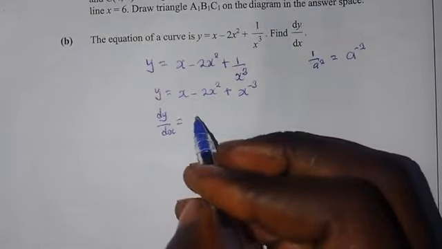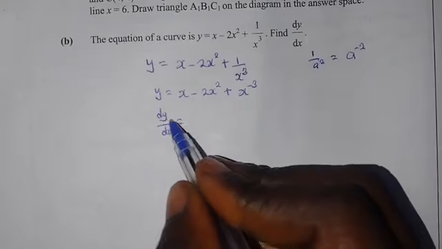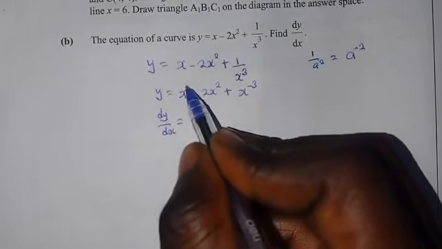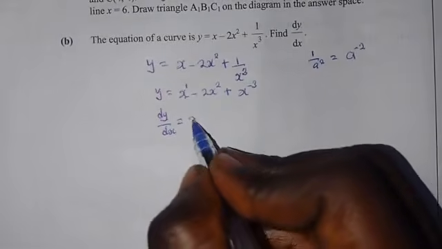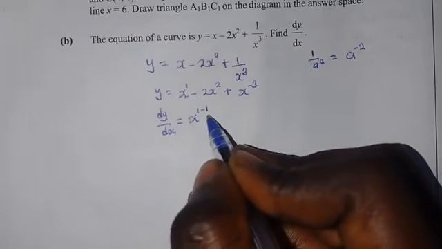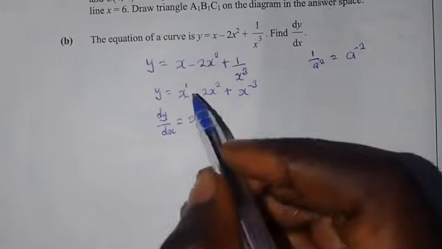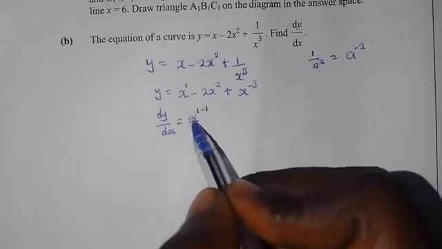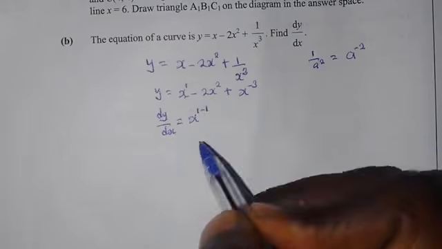So dy dx means that we are differentiating y with respect to x. So here x is raised to the power of 1, so it will be x power 1 minus 1. That is the principle there. Meaning that the coefficient of this x is 1, which will be multiplied with the 1. That's why I've just written x power 1 minus 1.